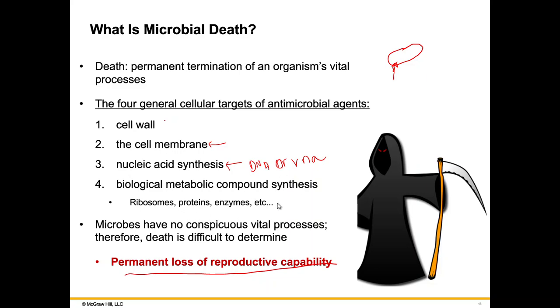So some biological metabolic compounds can also be inhibited from being made through some of these antimicrobial agents. For example, some targets could be ribosomes. These ribosomes make proteins, and again, if a cell can't make proteins, it's going to die. Sometimes the antimicrobial agents will attack certain proteins themselves. If that protein is vital for life, then it's going to kill the bacterial host. Enzymes too. Many enzymes are required for life. So basically, in this final category, these biological compounds are things that keep the cell alive, and if we attack any of them with an antimicrobial agent, it will kill the microbe.